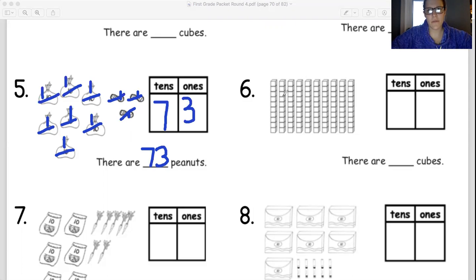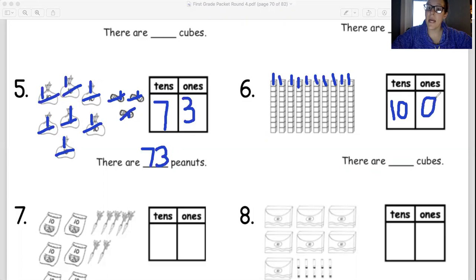Man, there's a lot of groups of 10 here. Let's see how many. We're counting our groups. Let's count how many groups we have. 1, 2, 3, 4, 5, 6, 7, 8, 9, 10. We have 10 groups of 10. Now look, I don't have any cubes left over, so that's a 0 for the ones.